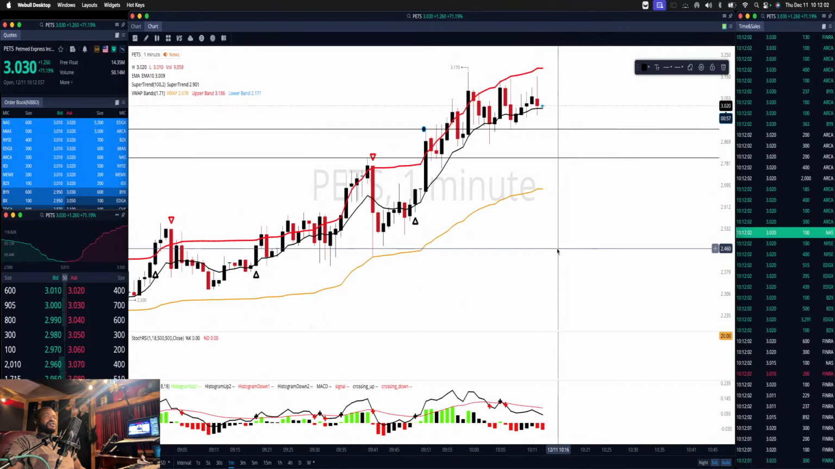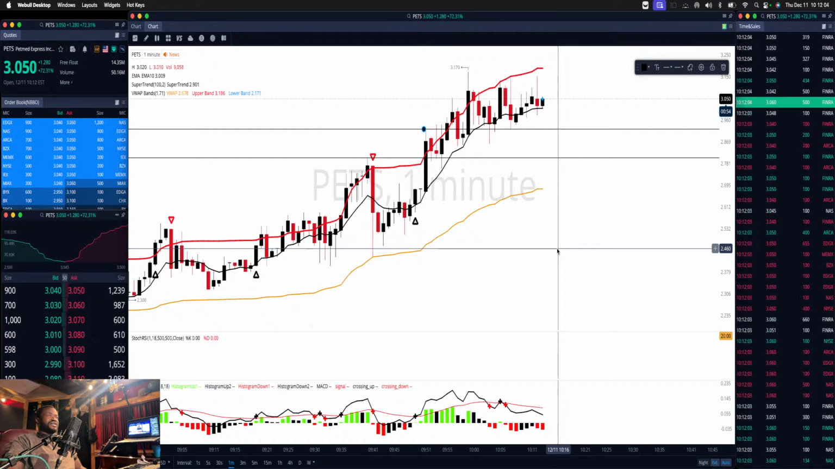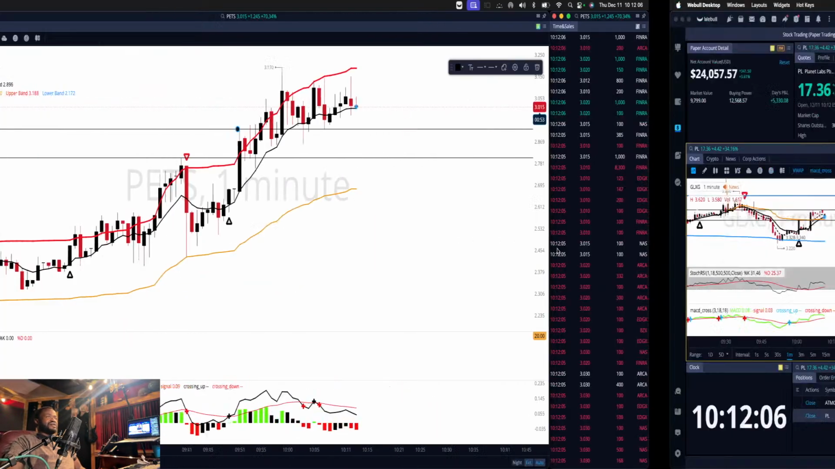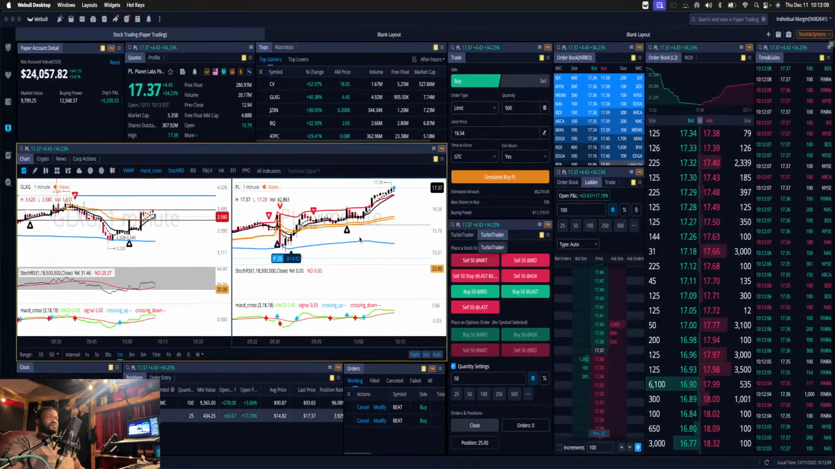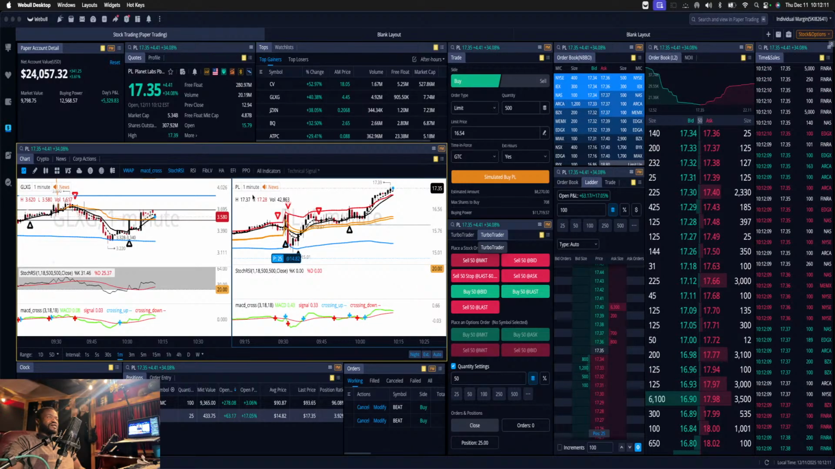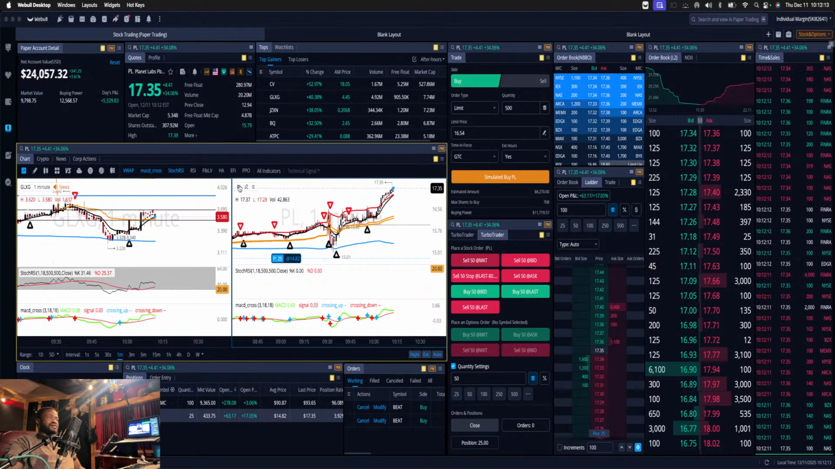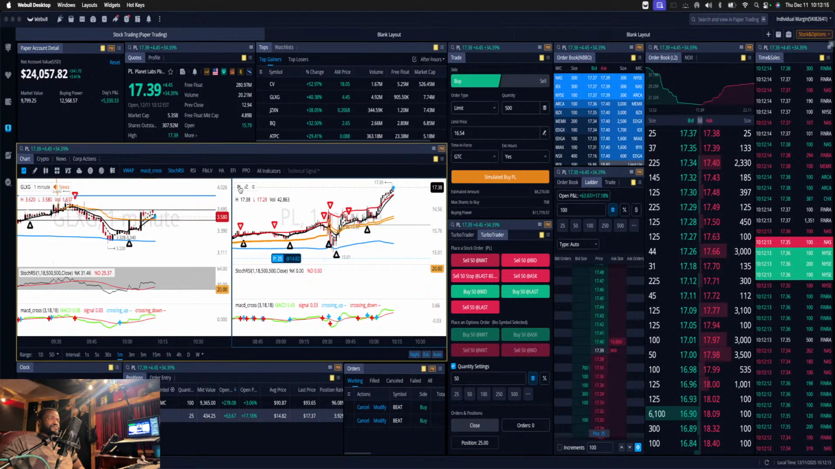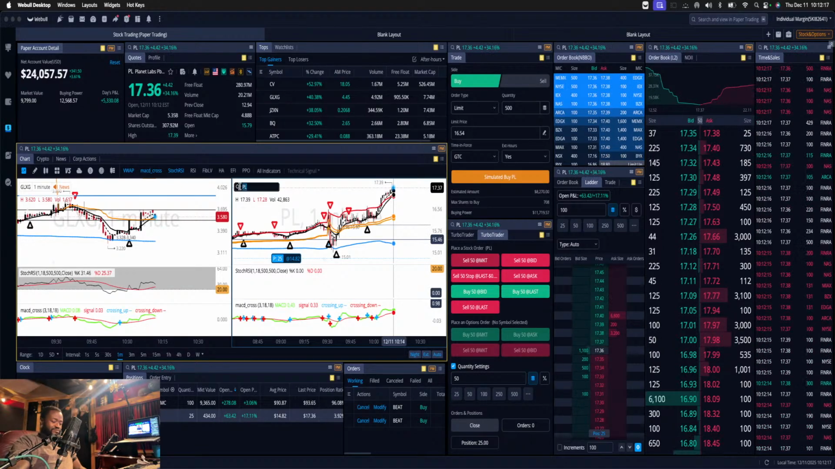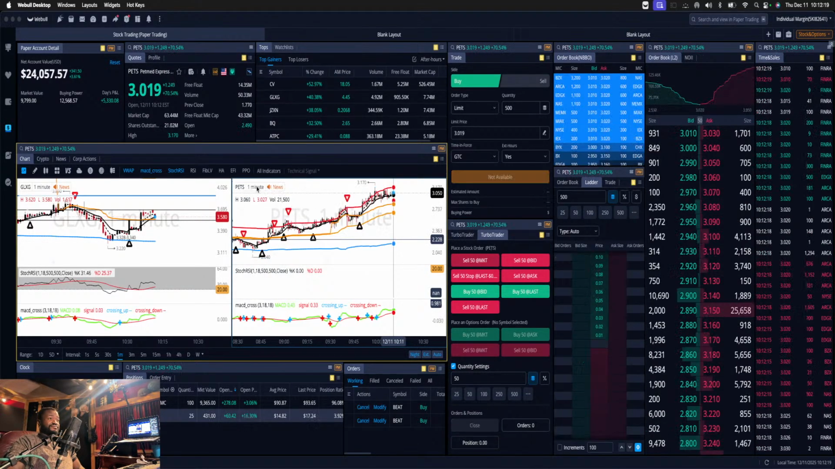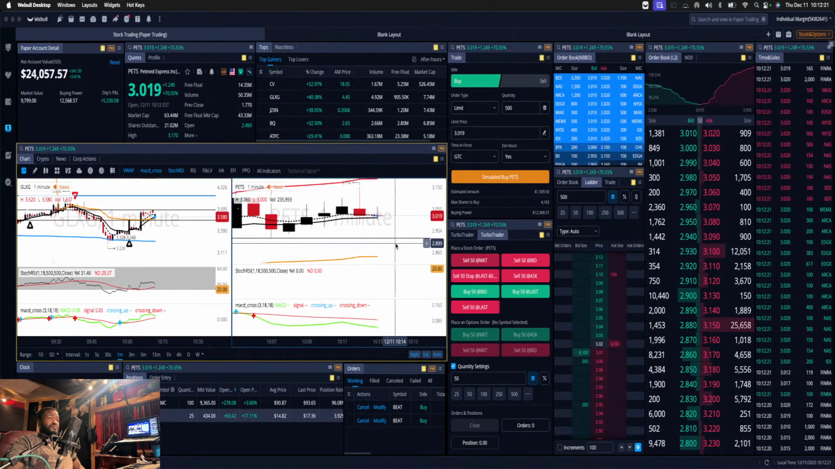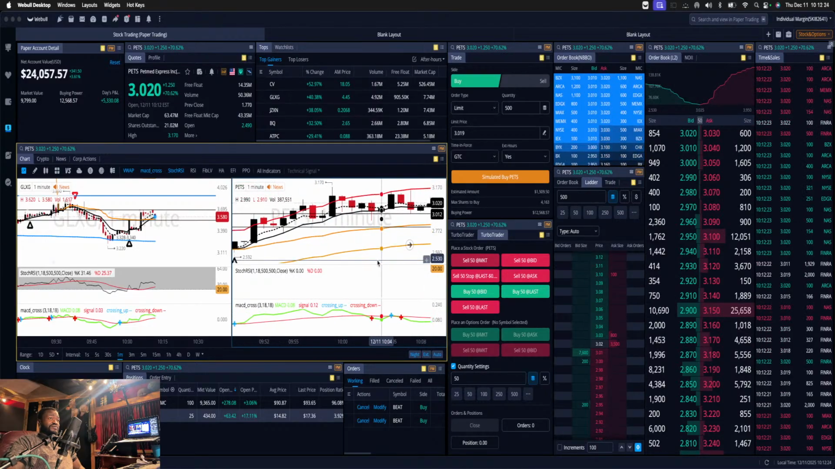All right, so now we're gonna wait for this pullback. We're definitely getting to this PETS. I like the way it's trading. PL keeps moving higher. There's no reason for us to get out of that yet. PETS. This is the one here. We gotta see how we're about to get into it.